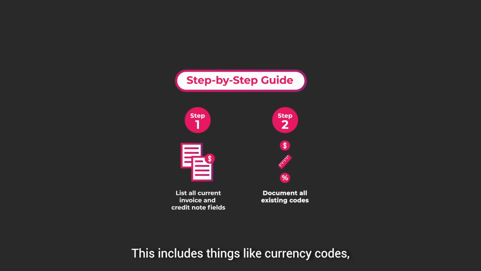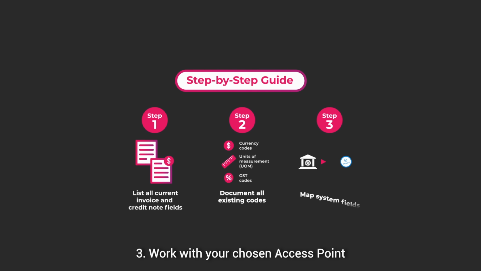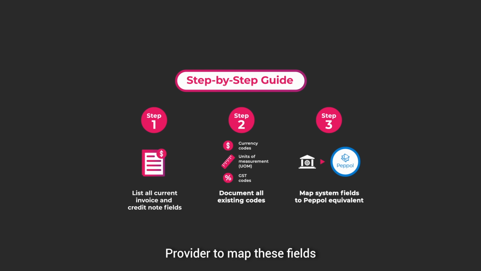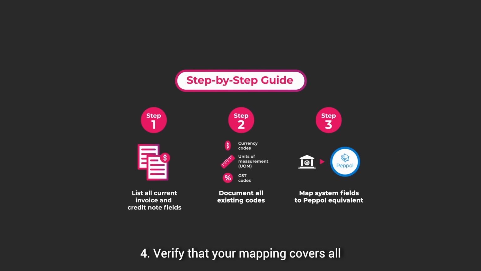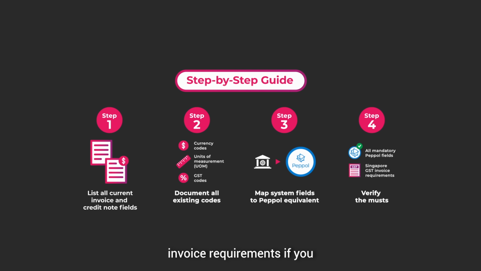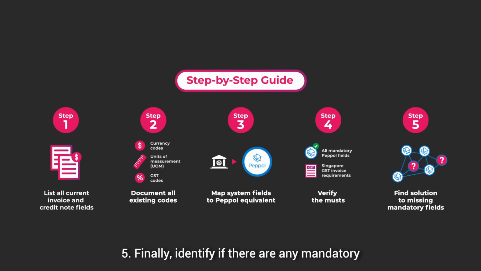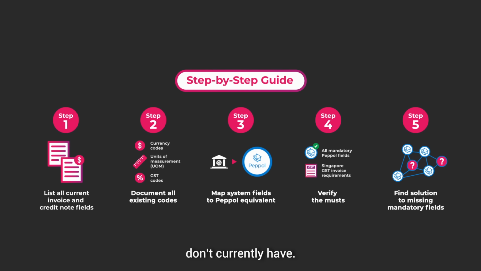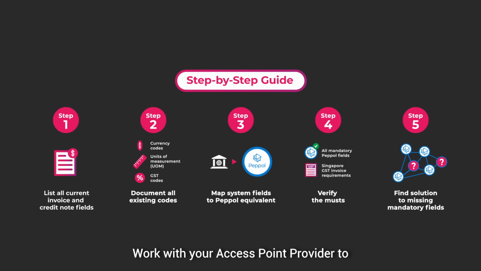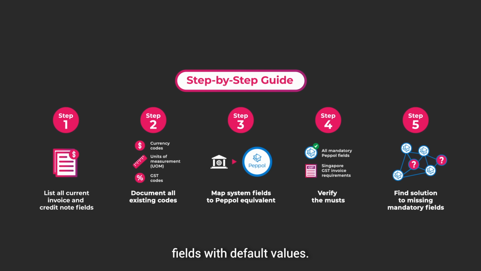This includes things like currency codes, units of measurement or UOM, and GST codes. Number 3, work with your chosen access point provider to map these fields to their Peppol equivalents. Number 4, verify that your mapping covers all mandatory Peppol fields and Singapore GST invoice requirements if you are issuing tax invoices. Number 5, finally, identify if there are any mandatory Peppol fields that you don't currently have. Work with your access point provider to find solutions for these gaps, which may include pre-populating this field with default values.